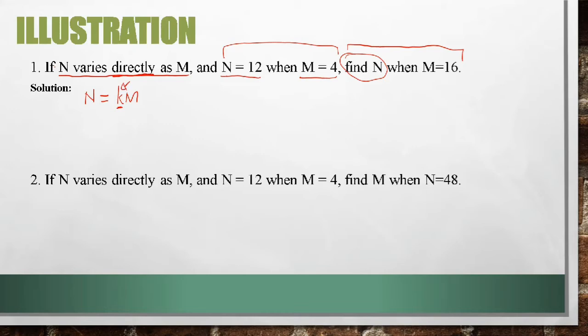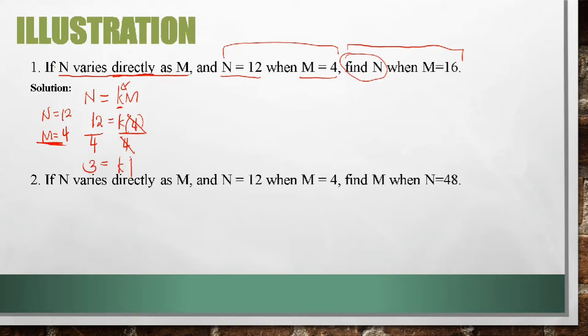How are we going to solve the value of k? Well, we will use the values of n and m. So we have n is equal to 12 and m is equal to 4. Then we need to substitute only the values of n and m to our formula. n is 12 and equal siya sa k, since k or the constant of variation is not yet given, multiplied by the value of m, which is 4. Next is to solve the value of k. To eliminate 4 on this side, we will divide both sides by 4, and then we can cancel it, and k is equal to 12 divided by 4, which is 3.